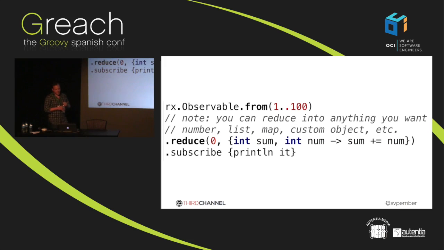Reduce. You may use reduce when you want to reduce the stream of items down to some sort of single object. Now you could use it to turn groups of items into a list. Here I'm summing a set of integers down into one value. I could build up a map based on a stream of database records, etc.